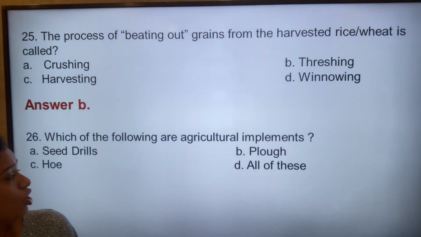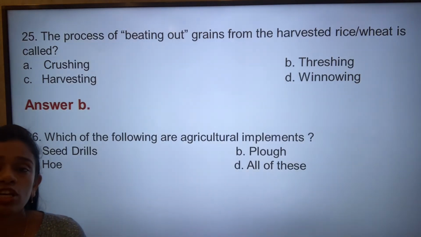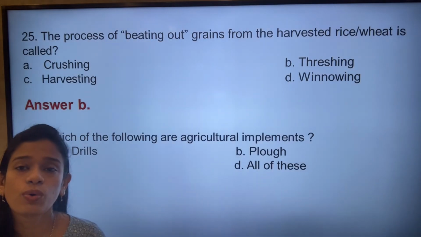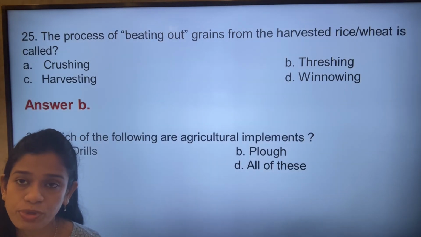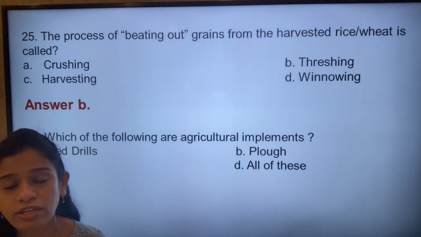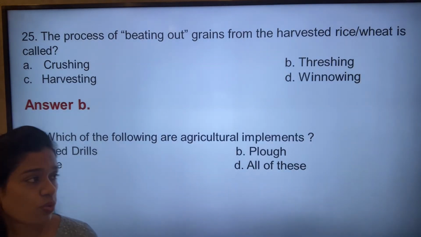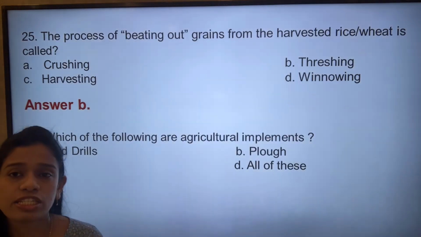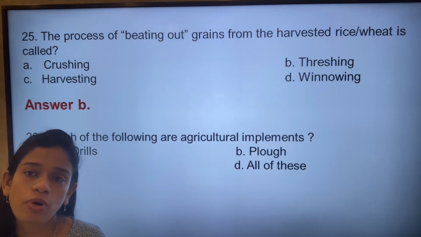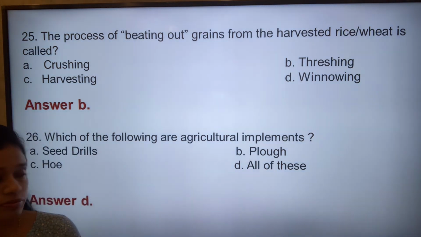The next question: which of the following are agricultural implements? Seed drills, plow, hoe, or all of these? So seed drills, plow, and hoe are all agricultural implements which are used in different parts of crop production. Seed drills are used during the process of sowing, whereas plow and hoe are required for the process of land preparation. So it is D, all of these.